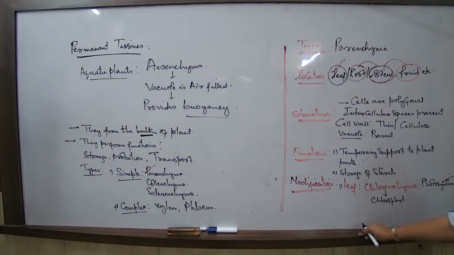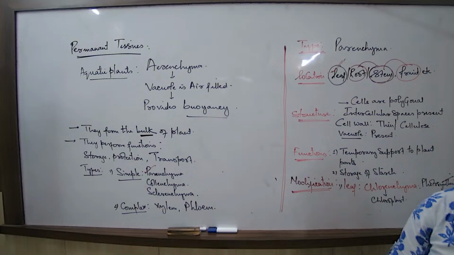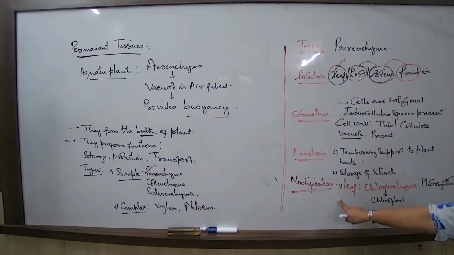Okay. Provides buoyancy. Buoyancy is the ability to float on the surface of the water. So this specific function you will have to remember. How many modifications did we talk about? Parenchyma can be of two more specialized types. The parenchyma of the leaf, chlorenchyma. The parenchyma of the aquatic plants, aerenchyma.